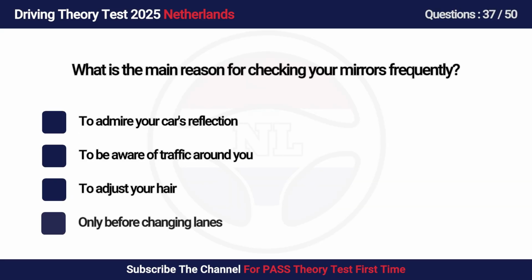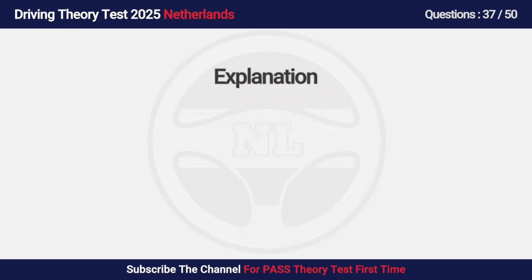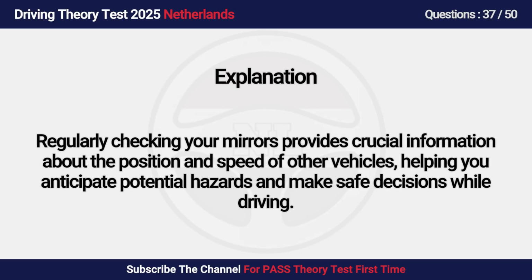Question 37. What is the main reason for checking your mirrors frequently? A. To admire your car's reflection. B. To be aware of traffic around you. C. To adjust your hair. D. Only before changing lanes. Answer is B. To be aware of traffic around you. Regularly checking your mirrors provides crucial information about the position and speed of other vehicles, helping you anticipate potential hazards and make safe decisions while driving.